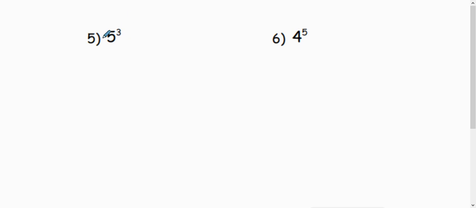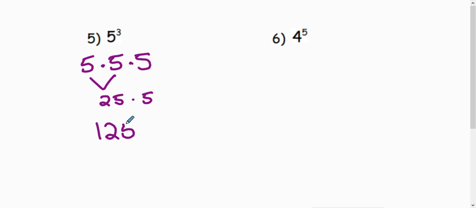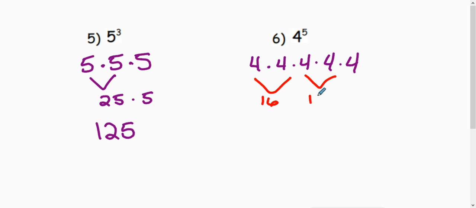All right, 5 to the third power. 1, 2, 3. 5 times 5 is 25, and 25 times 5 is 125. 4 to the fifth power means 4 times 4 times 4 times 4 times 4. You probably need a calculator for this one. 4 times 4 is 16. Another 4 times 4 is 16. 16 times 16 is 256. We still have this times 4 over here, and 256 times 4 makes 1024.